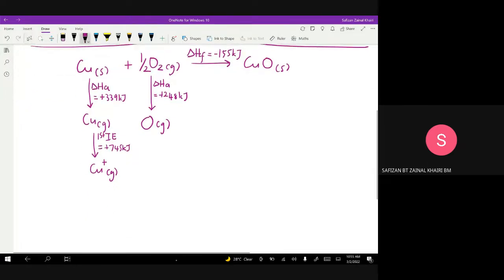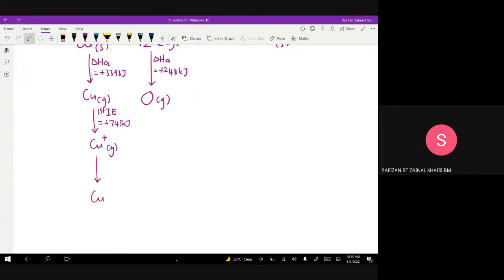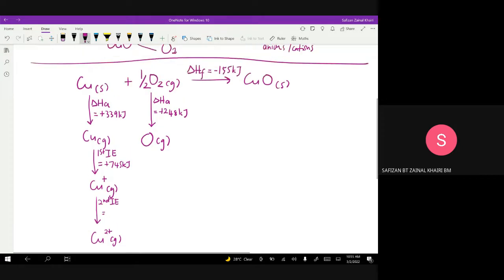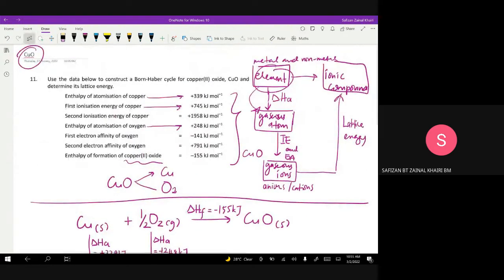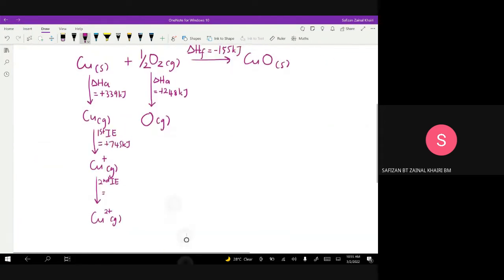Okay, next, copper positive 1 become copper positive 2 plus gases. Okay, ini adalah second ionization energy. Kamu kena tulis step by step. Second ionization energy untuk copper is positive 1958 kilojoule. So you write here positive 1958 kilojoule. Okay, so done for copper. It become copper 2 plus ion in the gaseous form.